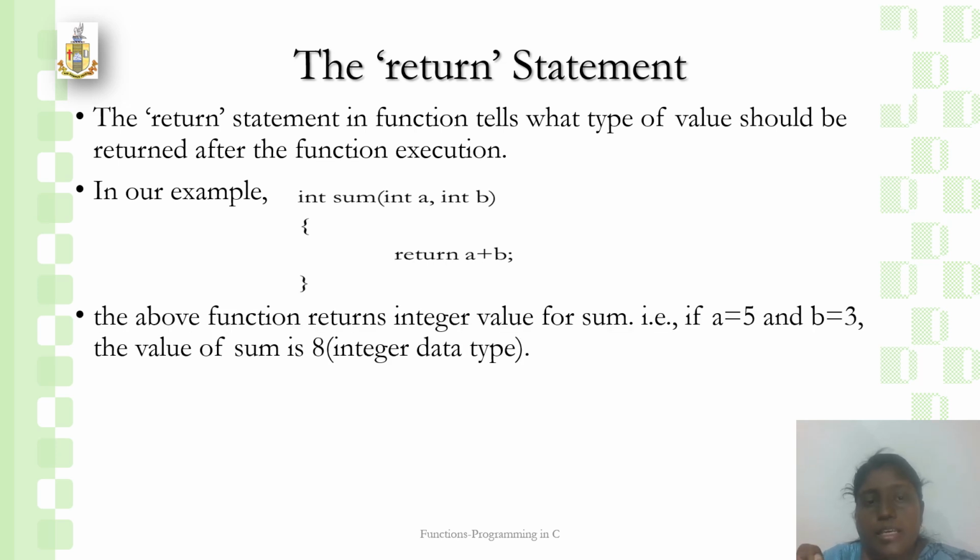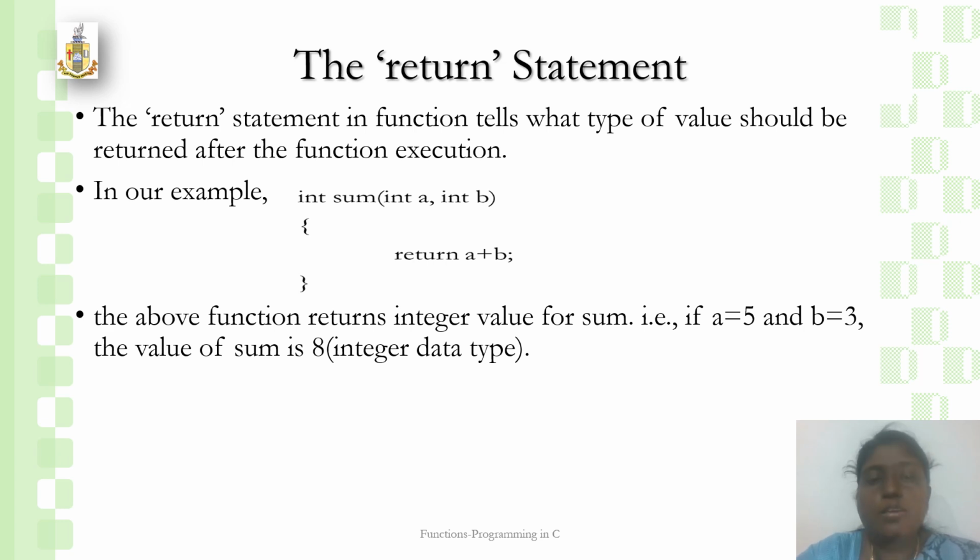Okay, and then let's put some values under a and b. If a is equal to 5 and b is equal to 3, the return statement will return the value 5 plus 3, which is 8. It is actually the integer data type. So the integer function will not return any other data type value. If the function is of integer type, the value will also be the integer type. If it is of float, the return value would have become 8.0.